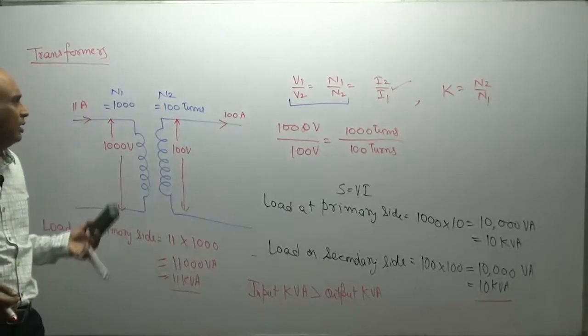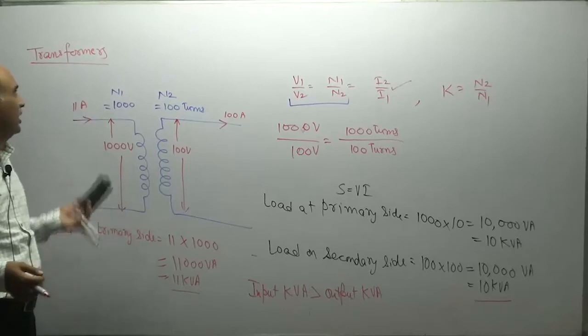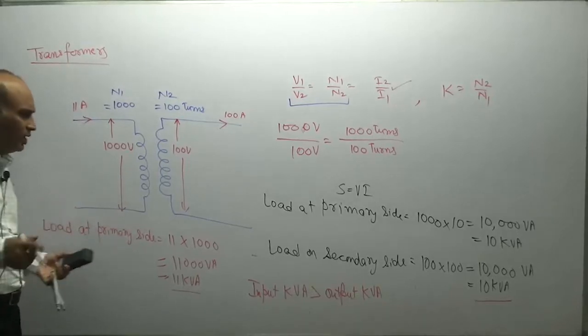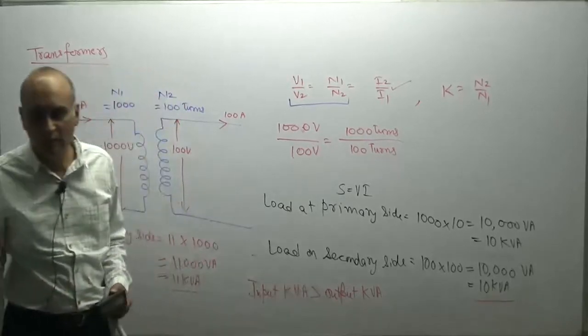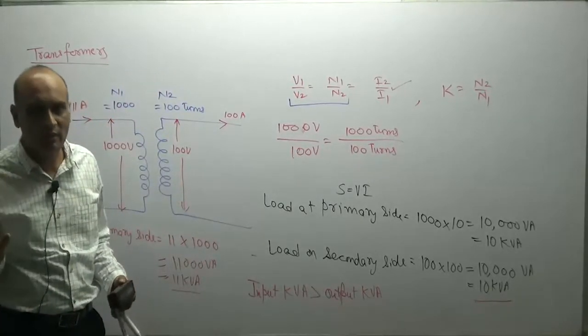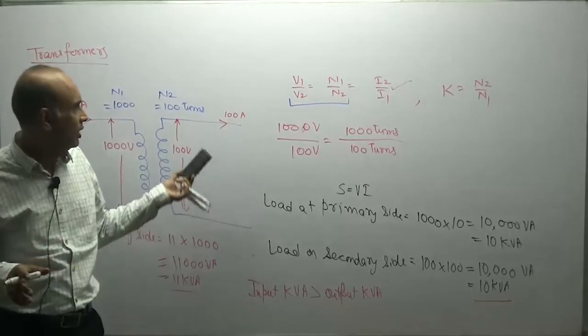So it is a simple explanation of a transformer. Anyway, input kVA is 11 kVA and output is 10 kVA. We will say the load on the transformer is 10 kVA.